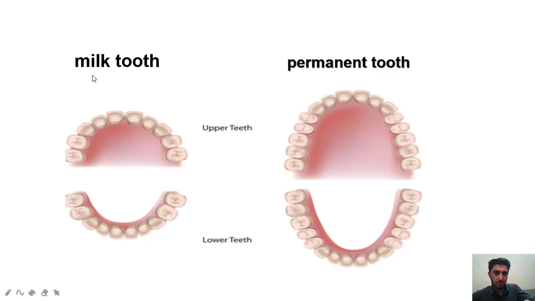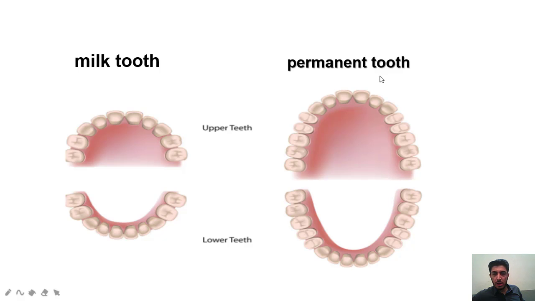The number of milk teeth is 20, and the premolars are missing here, along with the 3rd molars, in the milk teeth. So their number in each jaw is 10 in the upper jaw and 10 in the lower jaw. So the 20 teeth are here.